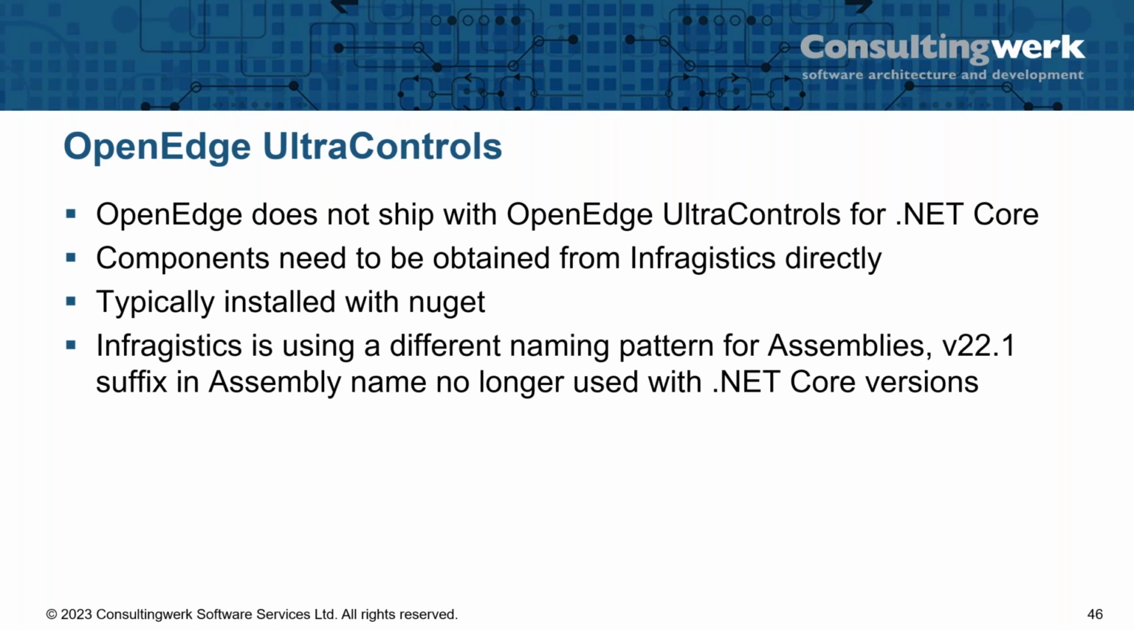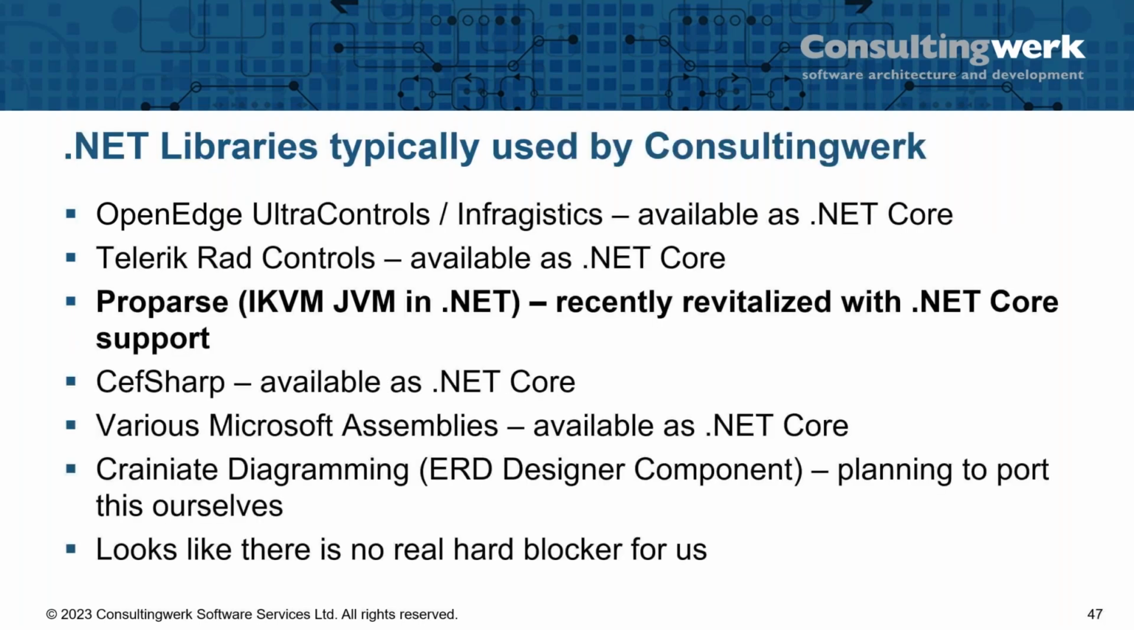One thing that you will realize is that the naming pattern for the assemblies is different. So currently in the .NET framework, Infragistics assemblies have the version two times in the full name. One is as part of the file name, and then there's the version information. This part of the version in the file name, Infragistics has dropped that in the .NET Core versions, which makes updating versions a little bit easier.